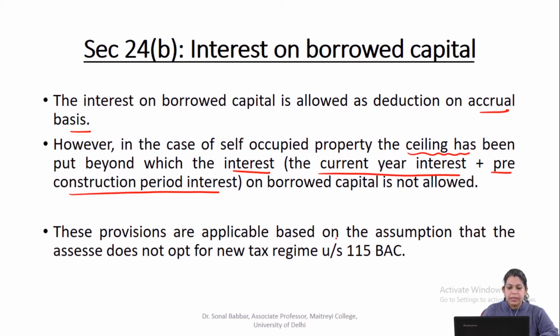These provisions are applicable based on the assumption that the assessee does not opt for the new tax regime under section 115BAC. As we learnt in the case of let-out properties, interest on borrowed capital is deductible there without any maximum ceiling. On the contrary, for a property which is self-occupied for residential purposes, the interest on borrowed capital is deductible, however, with a maximum ceiling put on it.